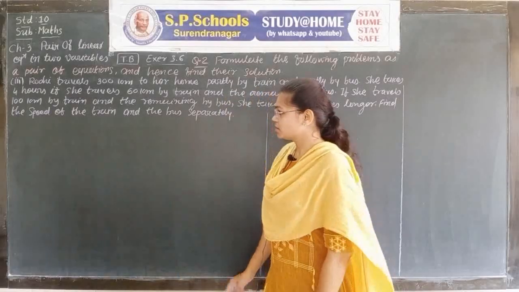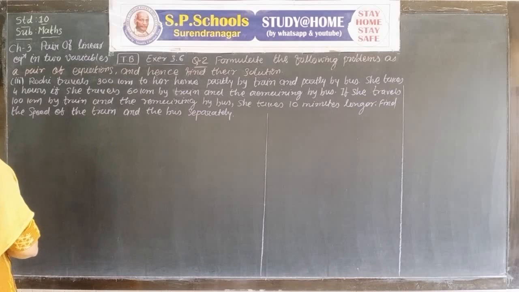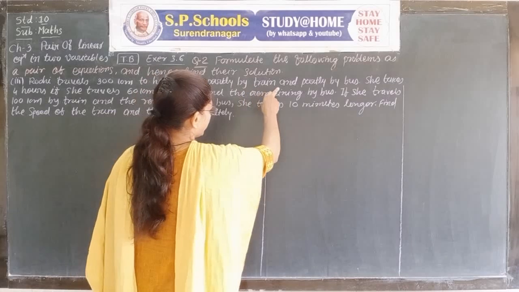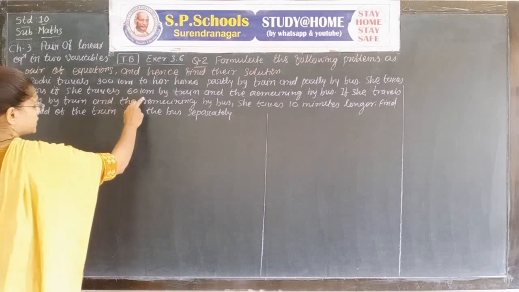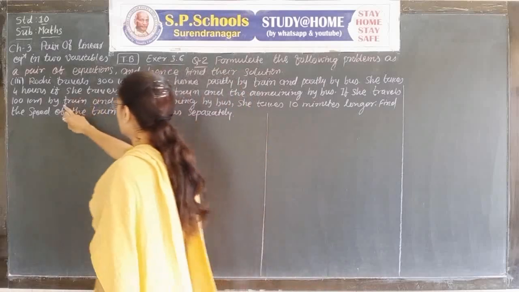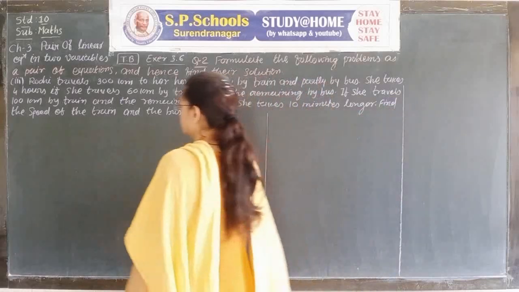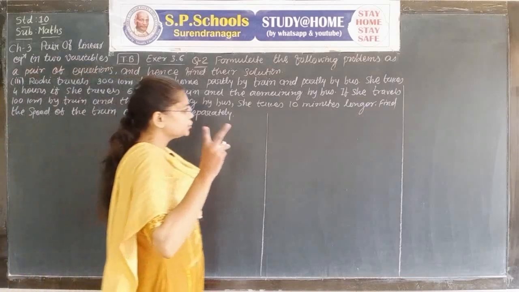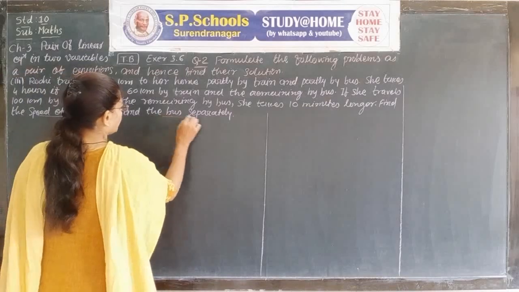Let's see the last, third number from question number 2. It is also an important sum. Ruhi travels 300 km to her home, partly by train and partly by bus. She takes 4 hours if she travels 60 km by train and the remaining by bus. If she travels 100 km by train and the remaining by bus, she takes 10 minutes longer. Find the speed of the train and the bus separately. First of all, we need to find the two speeds: the speed of the train and the speed of the bus.